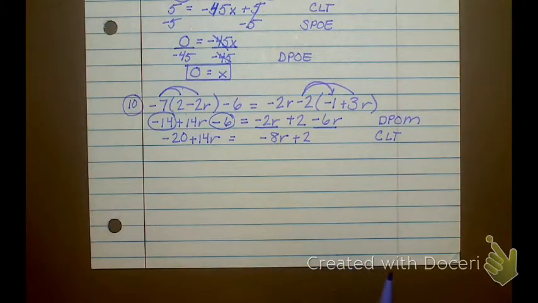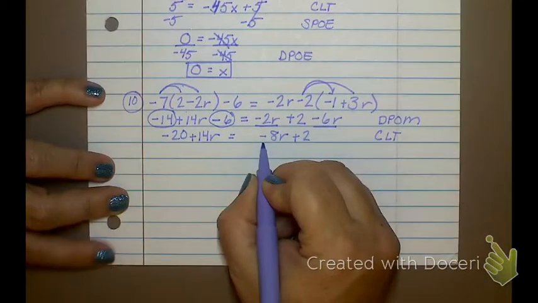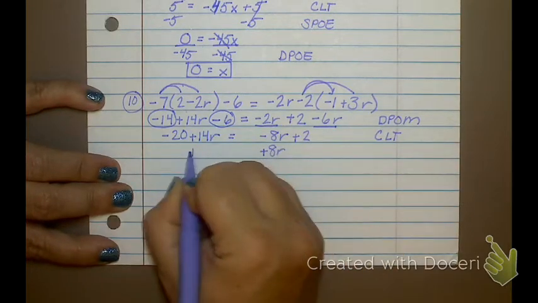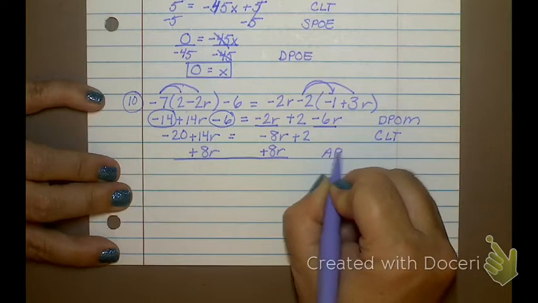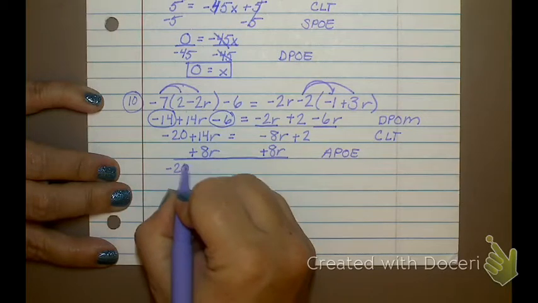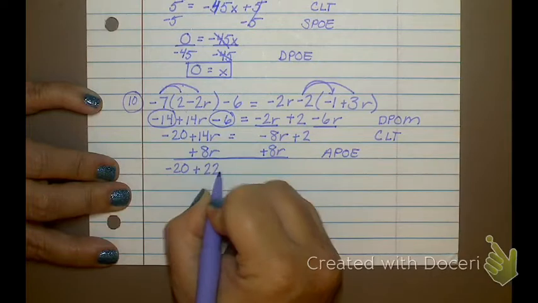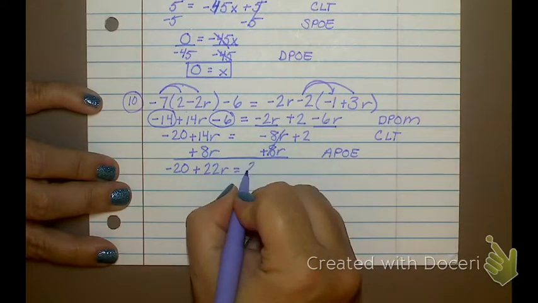So if I need to get my r's together, do I want to move the 14r or the negative 8r? Which one? Negative 8r, what am I going to do with it? Add 8r. Okay, that's my addition property of equality. So let's see, negative 20 I haven't touched. What's 14r plus 8r? 22r. Over here, my 8r's cancel out, and I have positive 2.